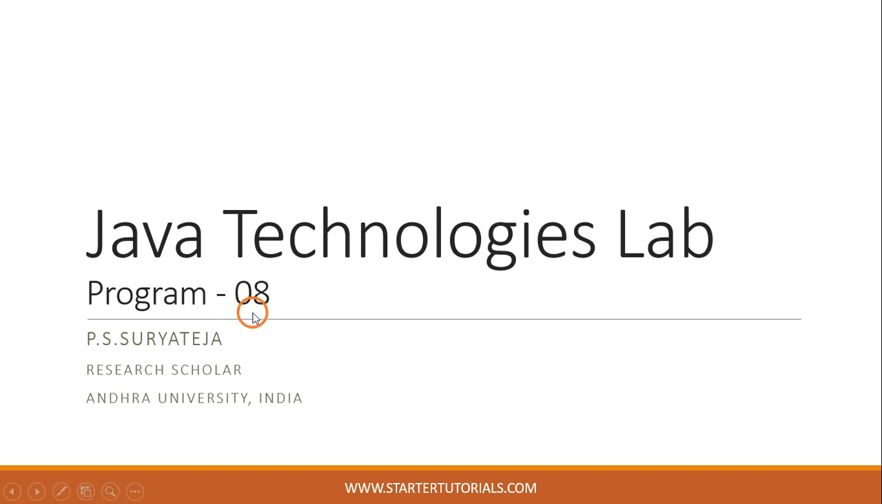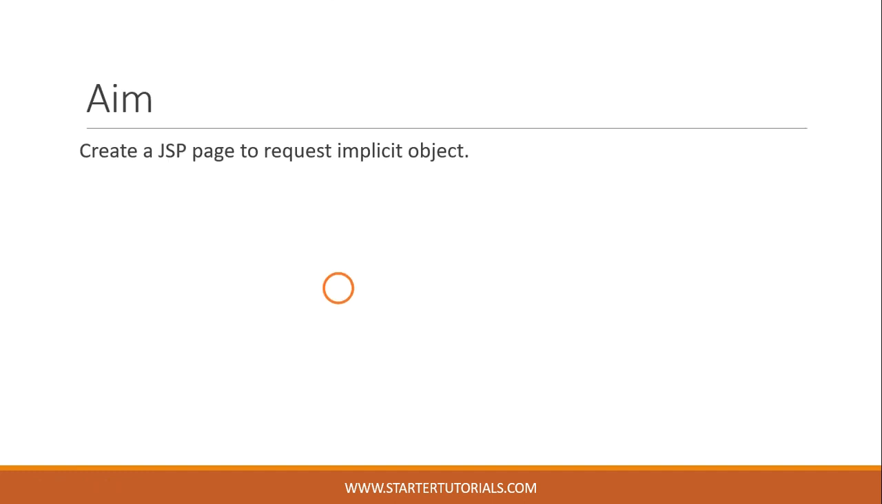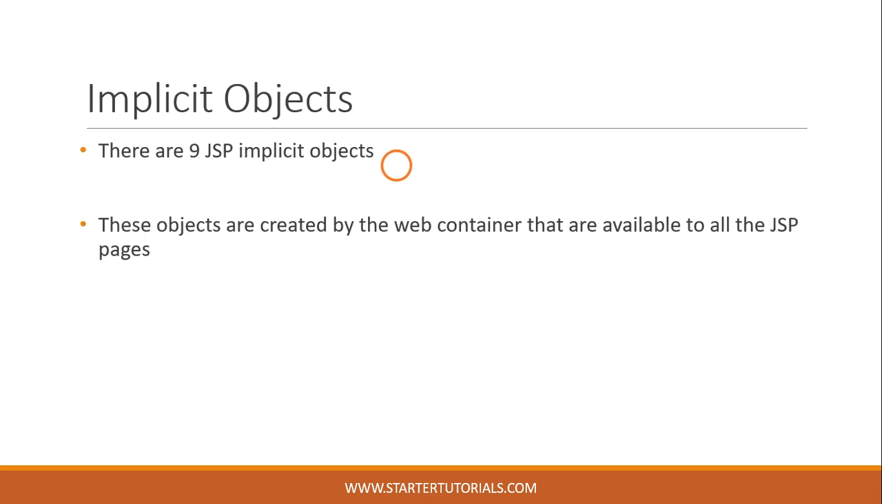So we are going to see program number 8. The aim of this program is to create a JSP page for requesting any one of the implicit objects. Okay, so first of all, let's see what is an implicit object.